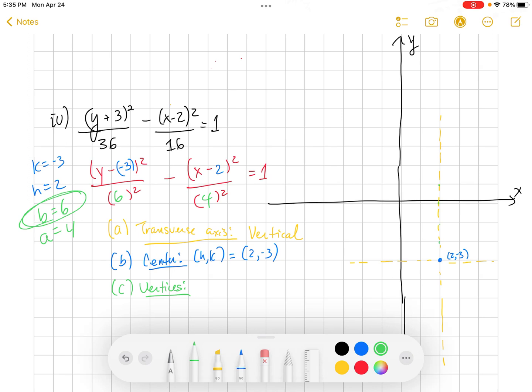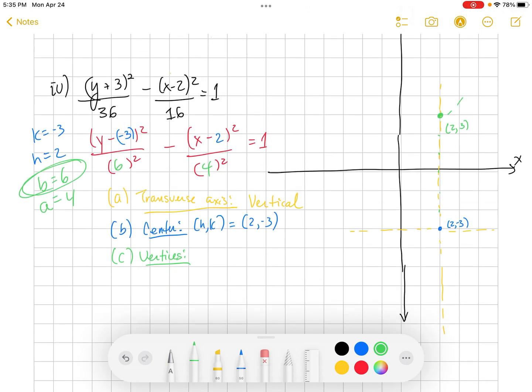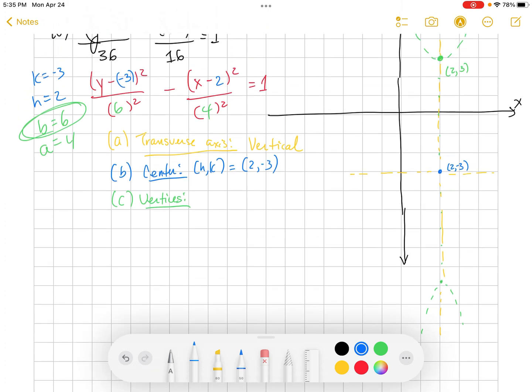So here, since we have a vertical transverse axis, we're going to use the b value, which is 6, to find those vertices. I'm going to my center, I'm going up 6. 1, 2, 3, 4, 5, 6. That point right there is 2 comma 3. So we're going to have a hyperbola piece going up like that. Then I go back to the center, 2, negative 3, and I go down 6. 1, 2, 3, 4, 5, 6 here. So I'm going down.